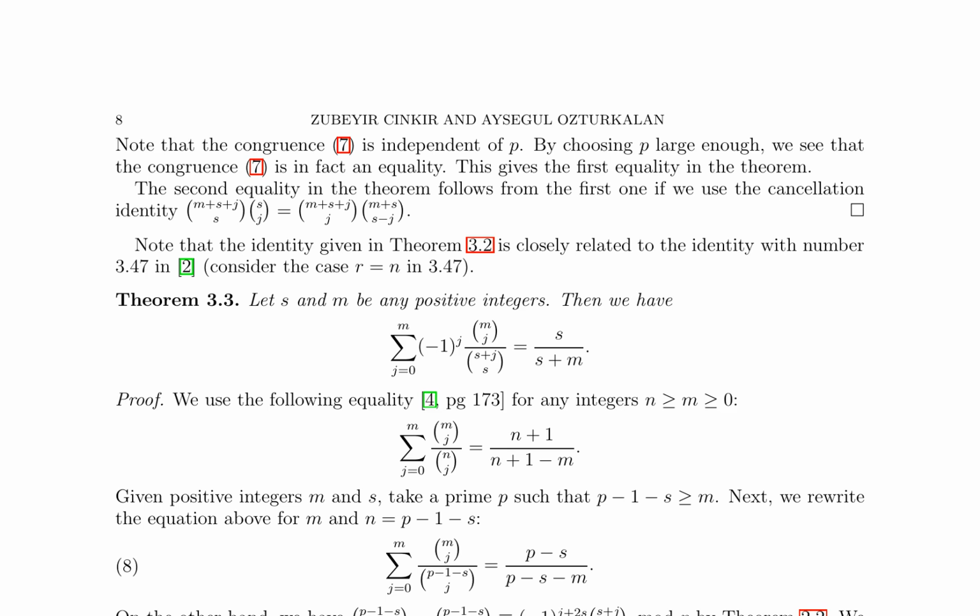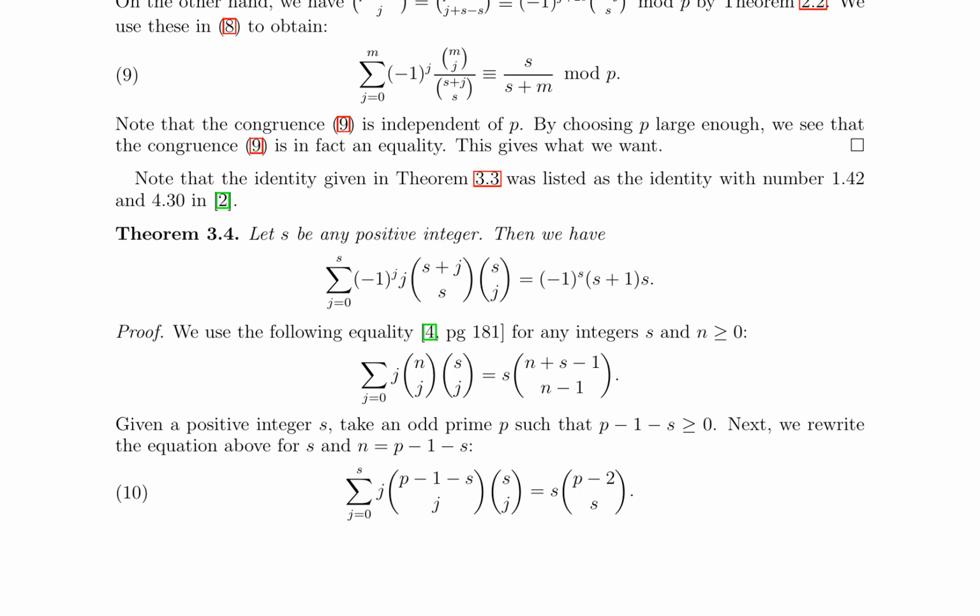Following this, Theorem 3.3 is introduced, which involves a summation and its relation to S and M. The proof relies on an equality from 4 and manipulations involving prime numbers. The theorem is shown to be independent of P, leading to an equality.